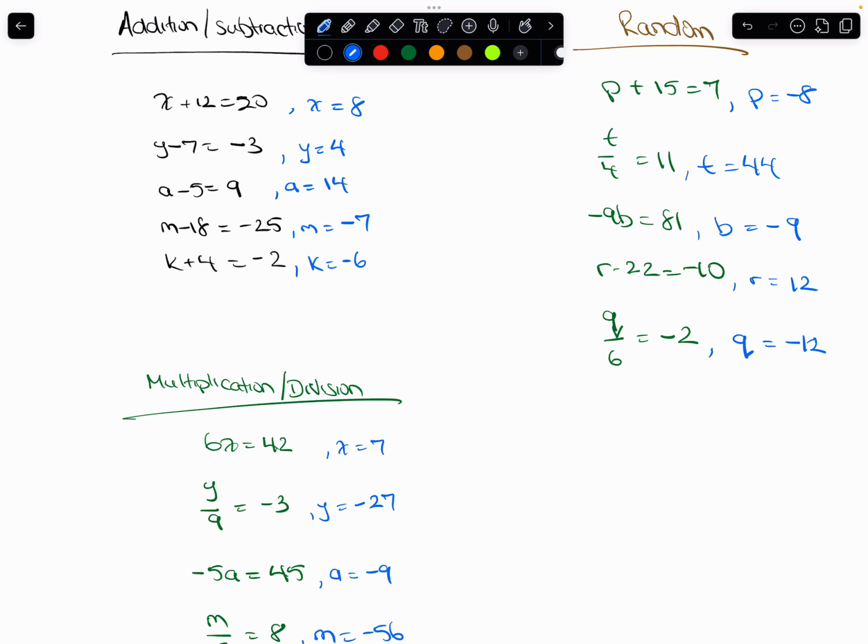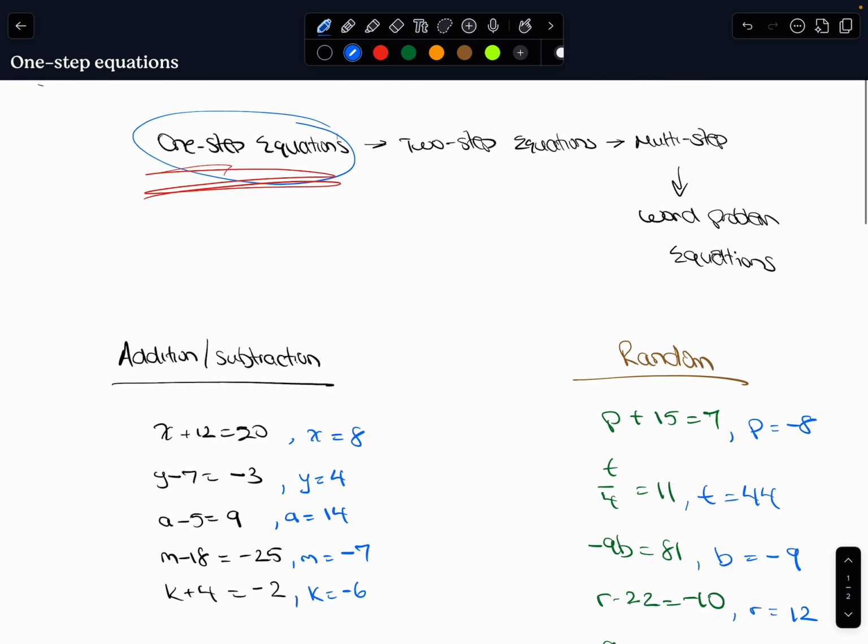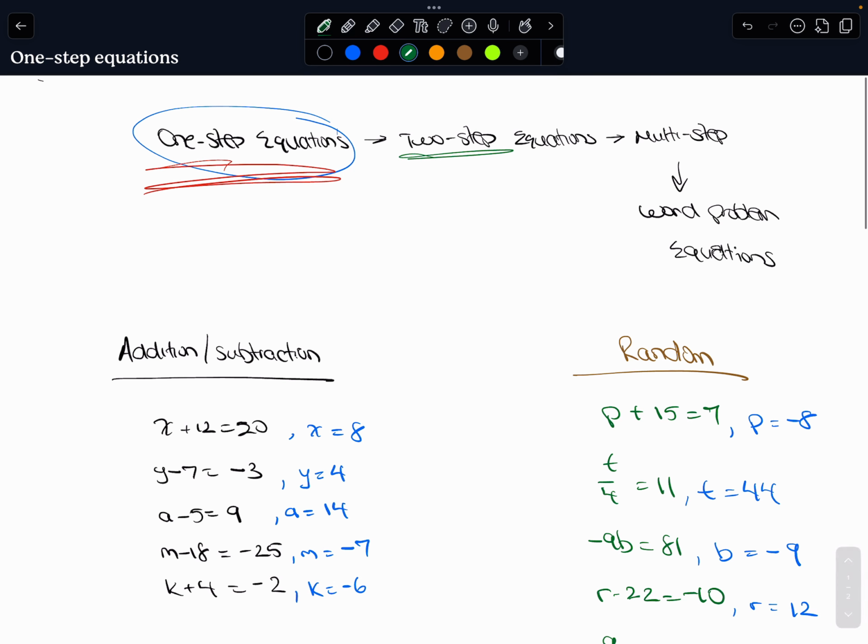So if you got these answers, congratulations, you understand how to do one-step equations for Algebra 1. That's it for this portion. We're going to work on the next portion, which is focusing on two-step.